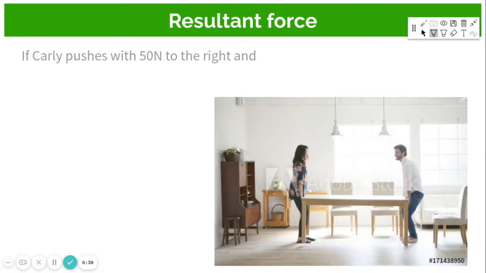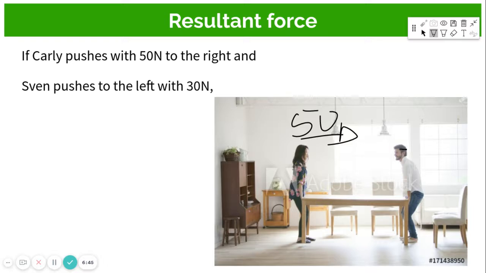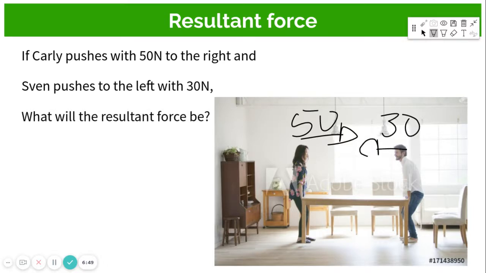Okay, here's another example. Carly is pushing with 50 newtons, and Sven is pushing with 30 newtons, okay? What is the resultant force? Please pause and give it a shot. All right, fantastic. So you should have found the resultant force to be 20 newtons to the right, because Carly is pushing to the right. Don't forget direction. Always add direction.